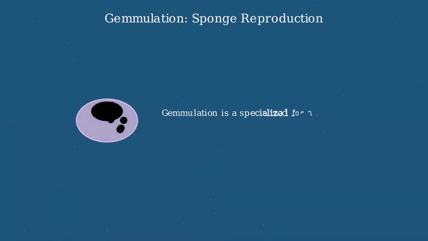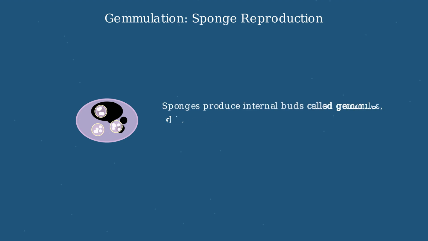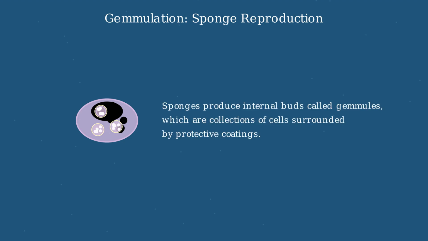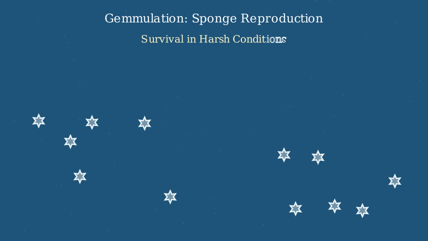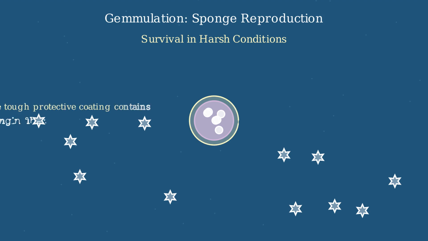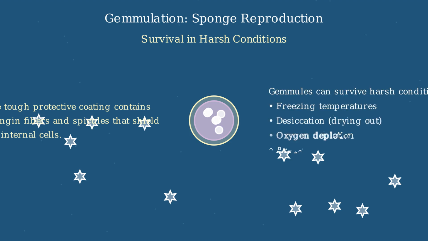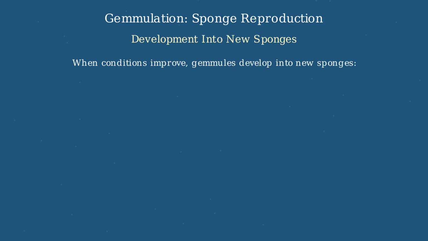Gemmulation is a specialized form of asexual reproduction found primarily in freshwater sponges. During gemmulation, sponges produce internal buds called gemmules, which are collections of archaeocyte cells surrounded by protective coatings. Gemmules are a remarkable survival mechanism that allows sponges to endure extremely harsh conditions. The tough protective coating contains spongin fibers and siliceous spicules that shield the internal cells from freezing temperatures, drying out, oxygen depletion, and predation.